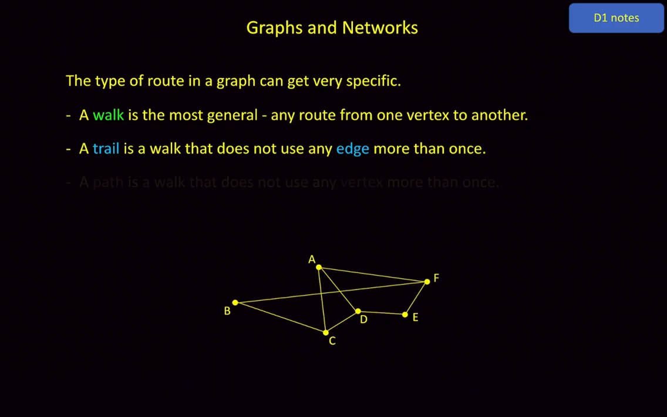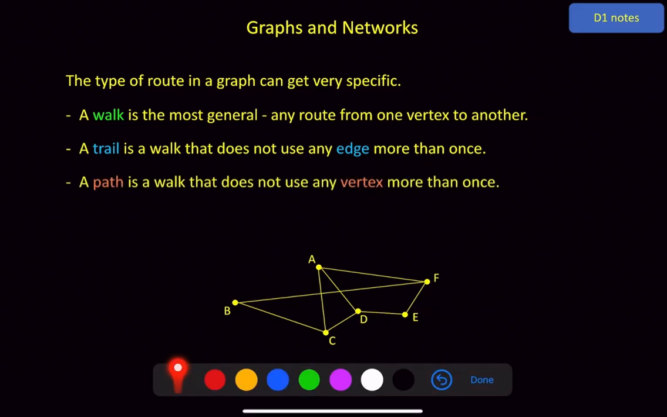But a path would not be okay there, because a path is a walk that does not use any vertex more than once. So going back to A to come across again to E would not be a path. A, D, E, however, is still a path. And if I went A, F, B, C, D, E, that would still be a path as well.